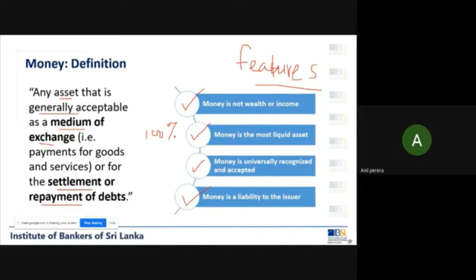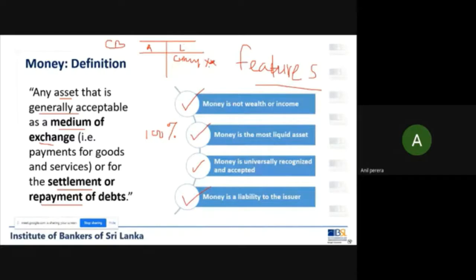It's a liability to this issuer. Why do you call it a liability? When you take a balance sheet of the central bank, very clearly you will see, if you take assets and liabilities of the central bank, currency is on the liability side.